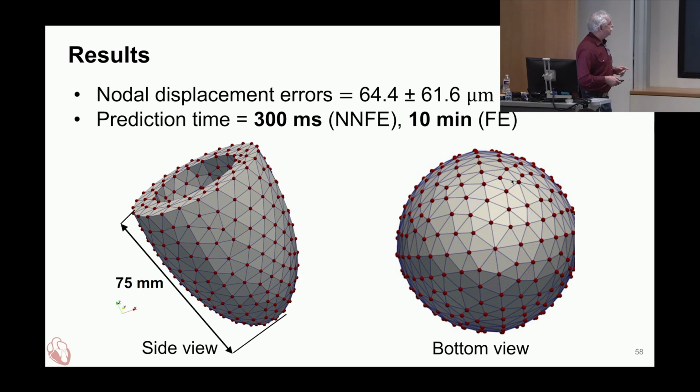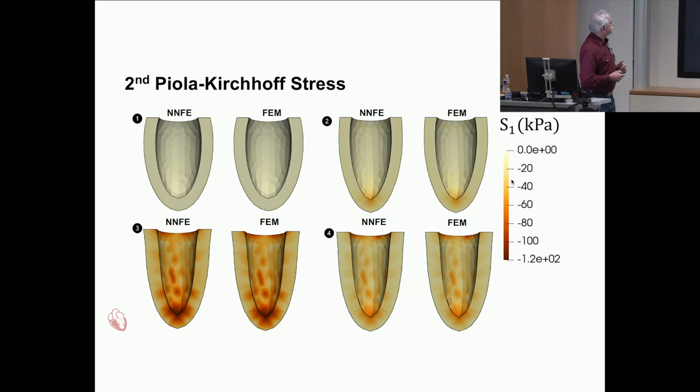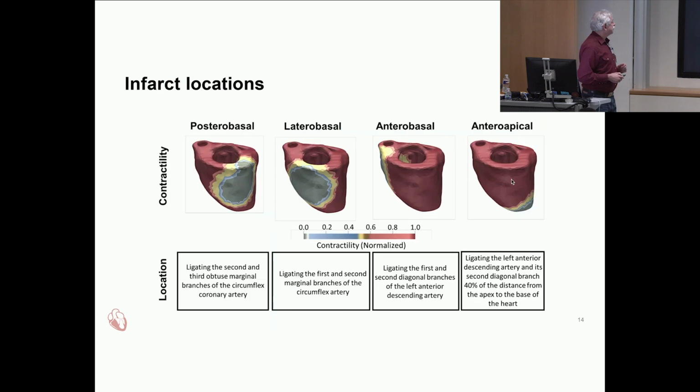Okay, so it's accurate. And then if you actually look at the neural network finite element and the finite element solutions, say for the Lagrangian strains, they match up very closely. Same thing for the second PK stresses, again very closely capturing a lot of subtle detail here, which was amazing, how well this works.